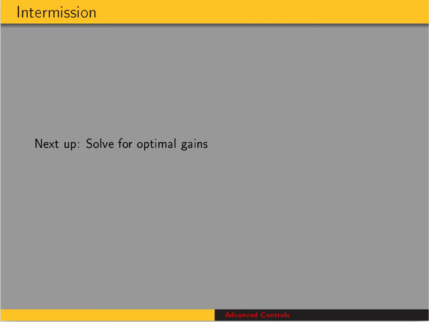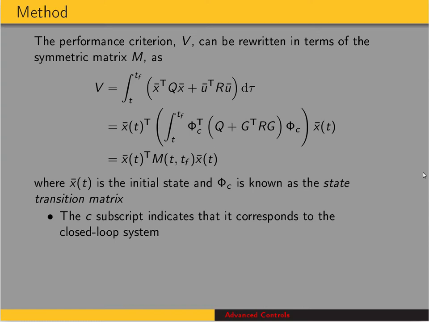So far we've looked at the motivation and a general outline of the performance criterion. Now we'll look at how we solve for the optimal gain matrix K. Here again is the performance criterion. It's this integral, and we can rewrite this where we take out the initial state vector, x bar of t, and introduce phi sub c, which is known as the state transition matrix, and the c subscript indicates that it corresponds to the closed loop system.